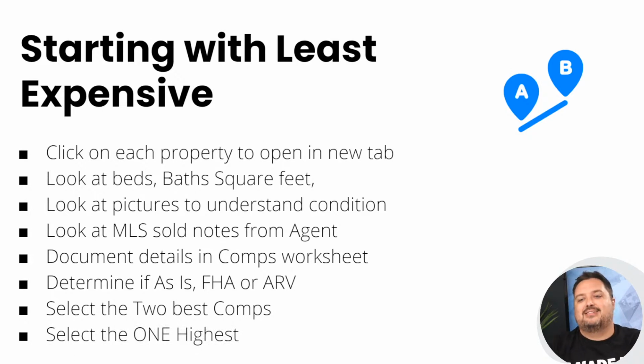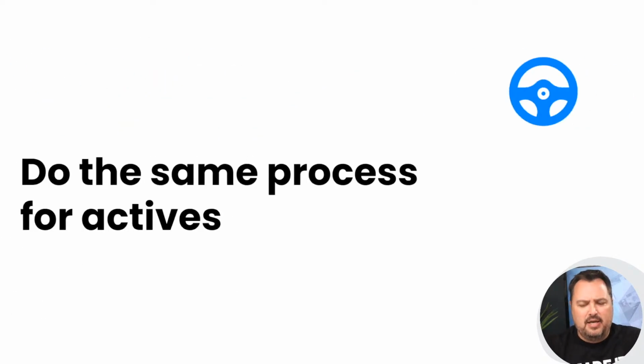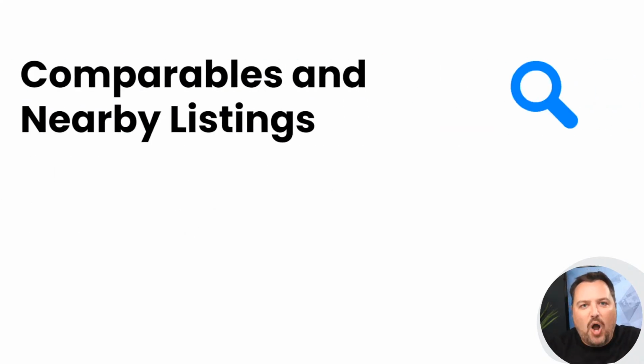Then I look at the highest and say, what's the highest I think I can possibly get? So the two lowest that are in good condition, fixed up, that'll be the same as what my property will look like once it's done, and the one highest that's going to look like my property once that is done. Once I go through that, I do the exact same process for active properties.